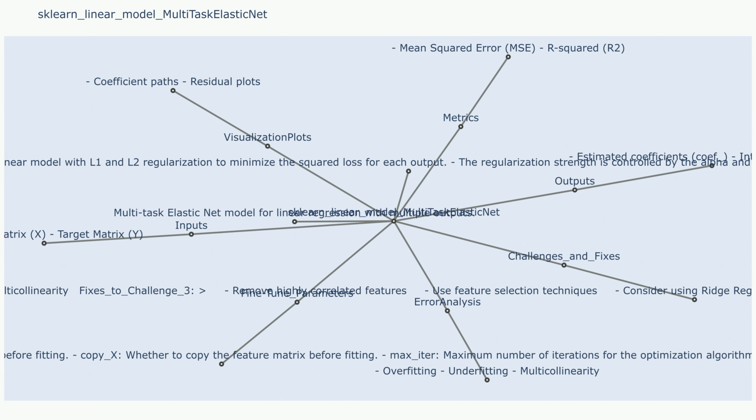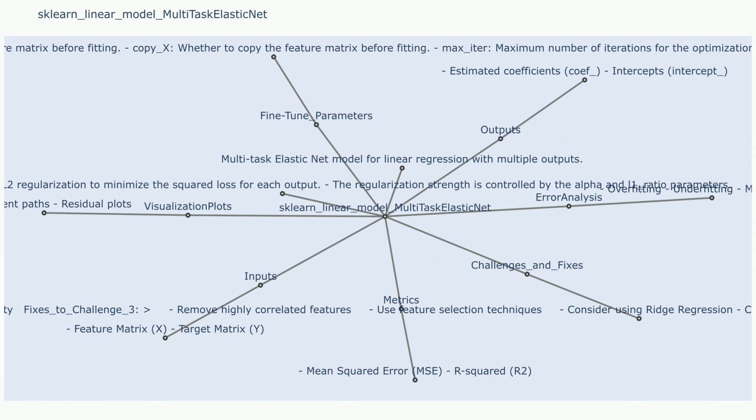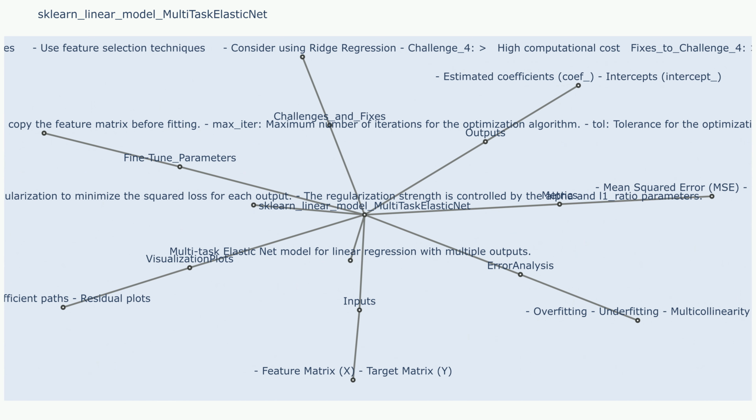Visualization plots. Scatter plot of the predicted values vs the actual values. This can be used to visually assess the accuracy of the model. Residual plot. This can be used to identify any patterns in the residuals that might indicate that the model is not a good fit for the data. Coefficient plot. This can be used to visualize the coefficients of the model and identify which features are most important.